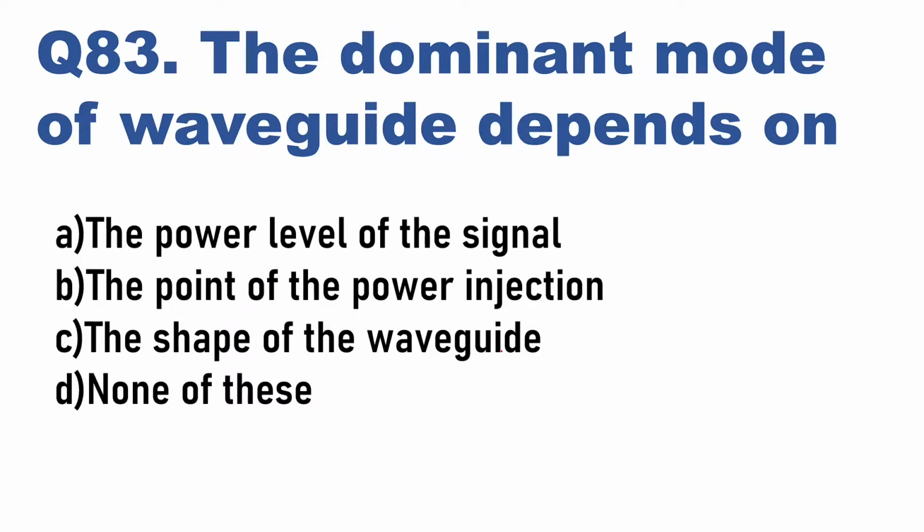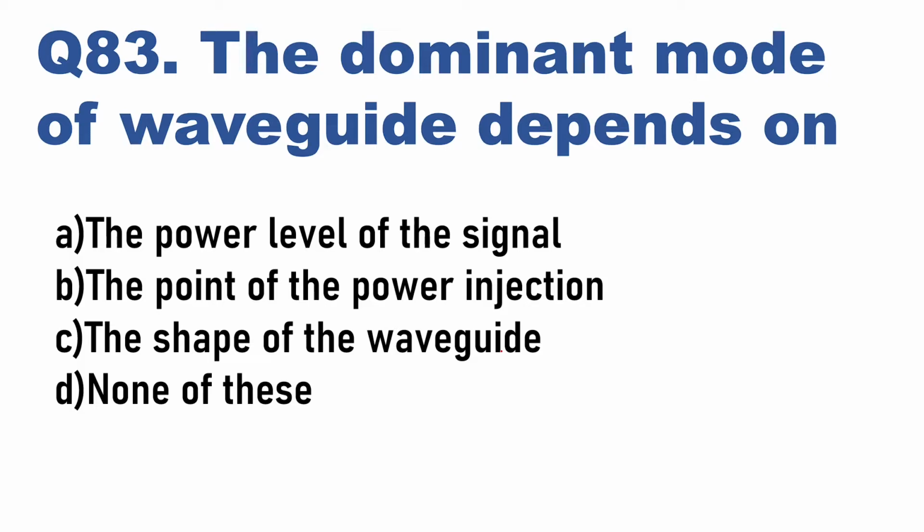Then we'll go to question number 83. A dominant mode of waveguide depends on, options are: the power level of the signal, the point of the power injection, the shape of the waveguide, and none of this. Now here, among the various modes of propagation in a rectangular waveguide, the mode of propagation which has lowest cutoff frequency or highest wavelength of propagation among the other propagating modes is called as dominant.